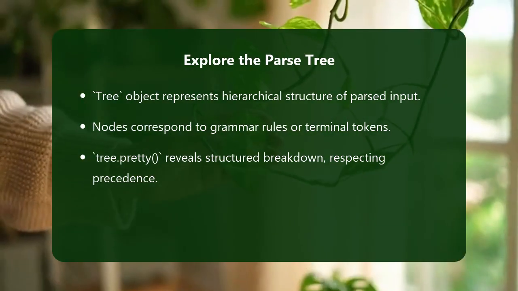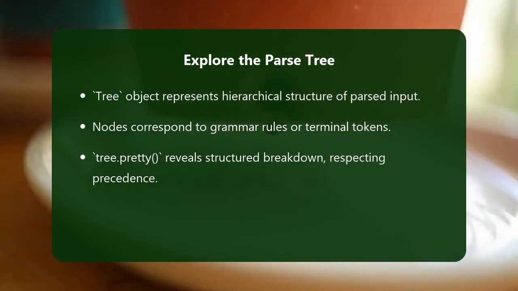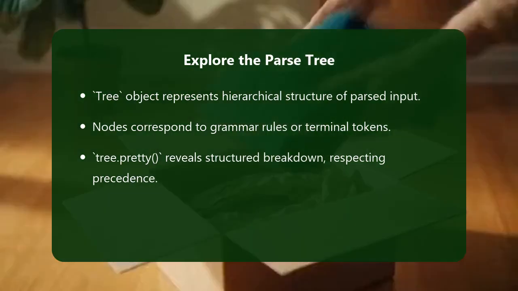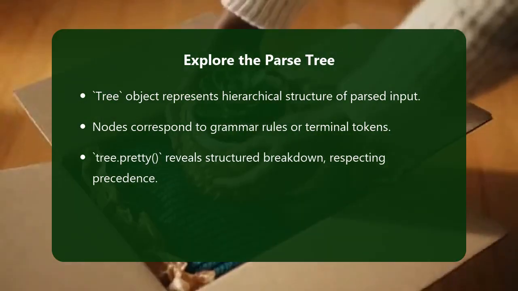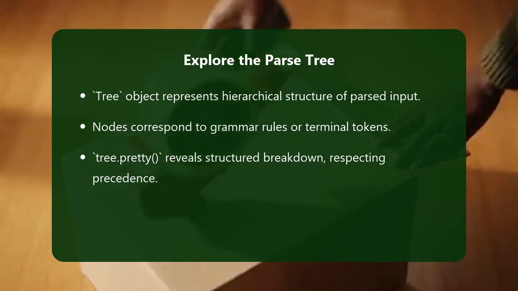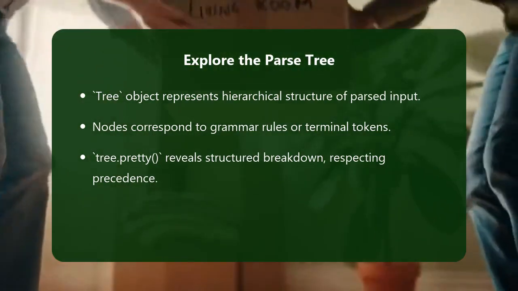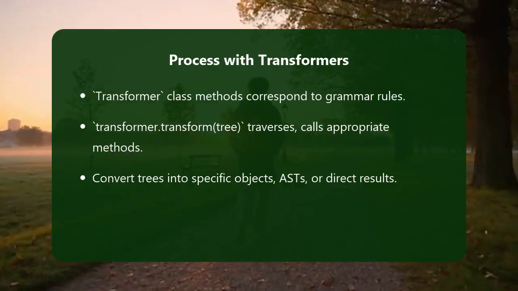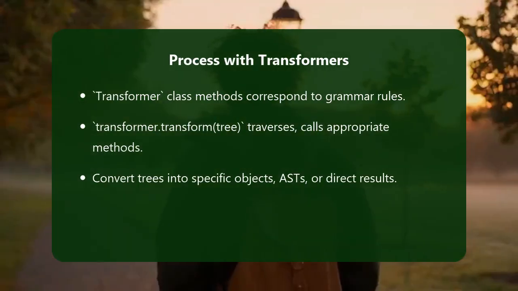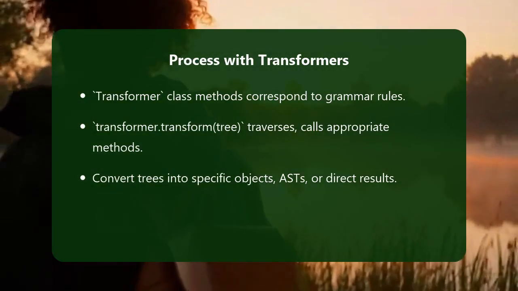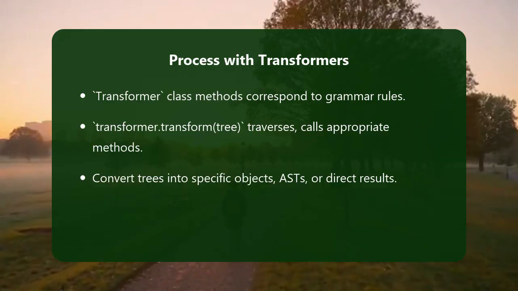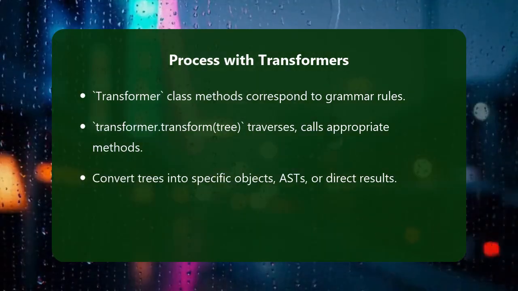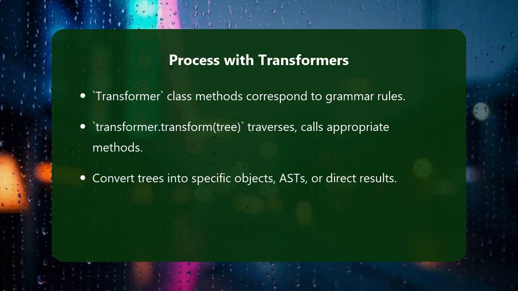For our arithmetic example, you could define methods like number(self, items) returning int(items[0]), and add(self, a, b) returning a + b, effectively evaluating the expression. Lark handles the recursion and argument passing, making tree traversal and manipulation surprisingly straightforward. This mechanism allows you to convert the generic parse tree into specific domain objects, abstract syntax trees, ASTs, or even direct results like the value of an arithmetic expression.